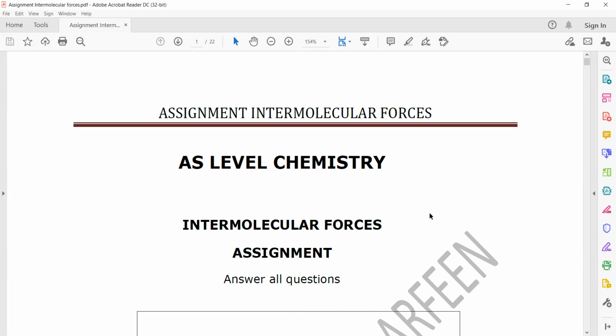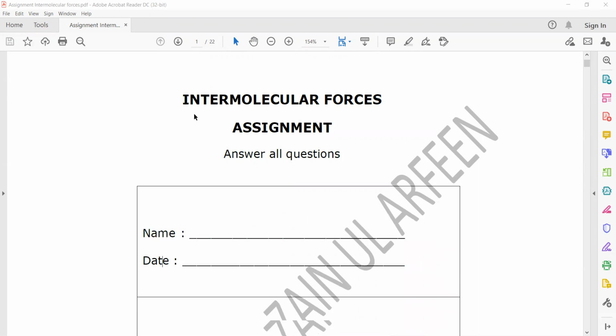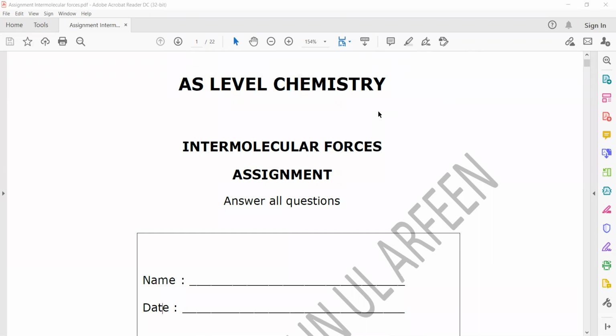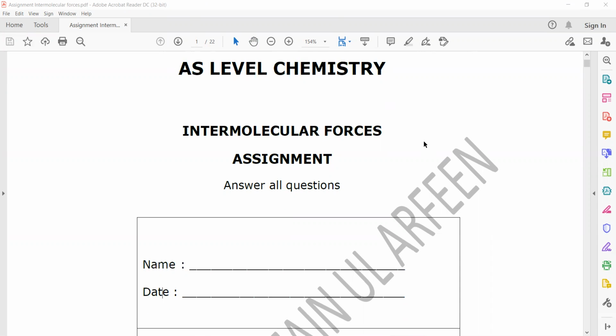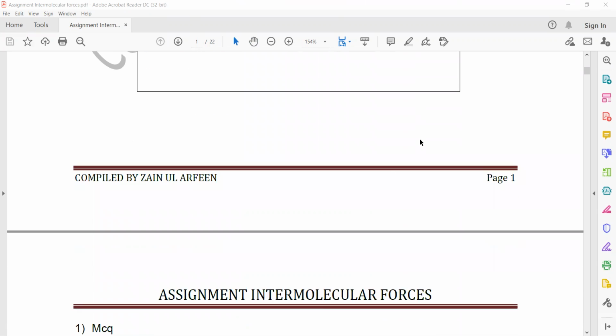Good afternoon. This one is on the topic intermolecular forces, which is related to Unit 2. In this session, we'll discuss questions related to intermolecular forces, which are dipole-dipole forces, dipole-induced dipole forces, and hydrogen bonds.